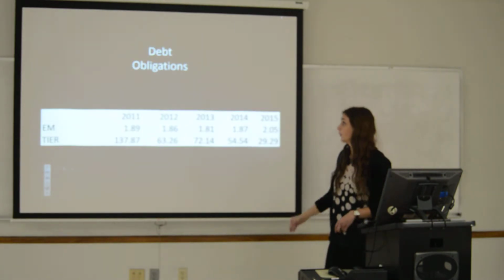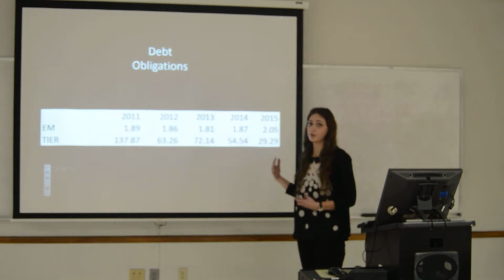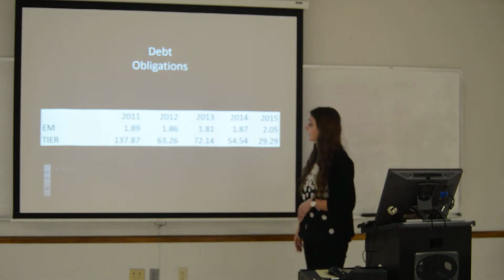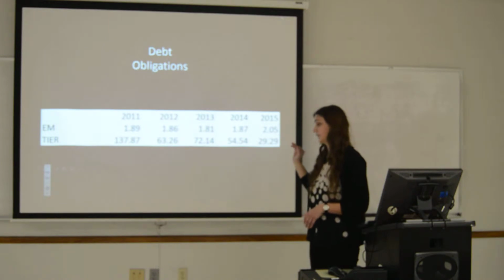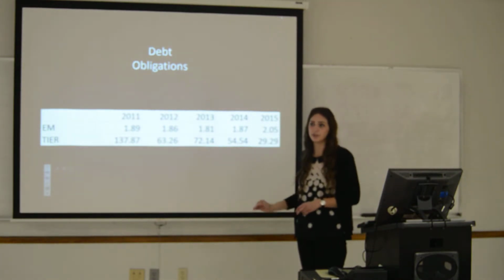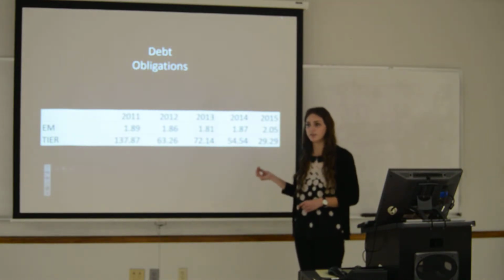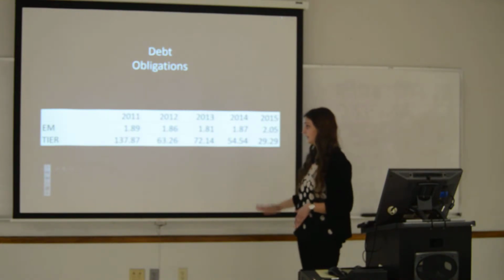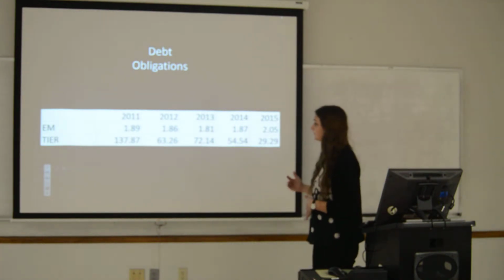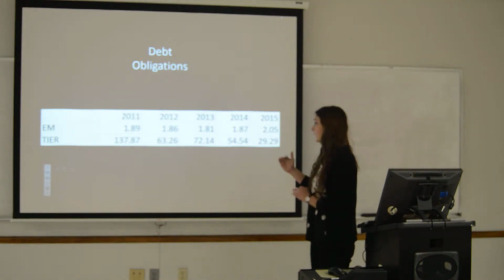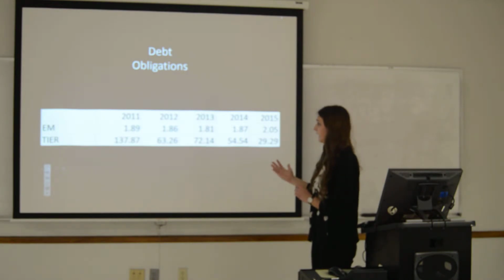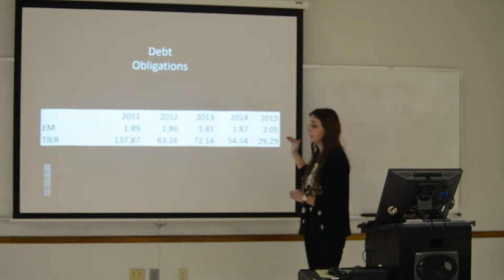And we need to look at the more long-term, which is their obligations for long-term debt. For this, we need to look at the equity multiplier, which measures the use of debt to acquire additional assets, which is also your financial leverage. And we want the equity multiplier to be low. And right now, it's rising. In 2011, it was 1.89, and now in 2015, it's 2.05.